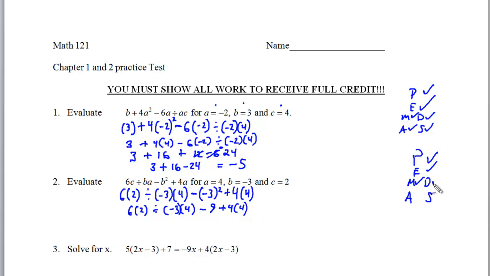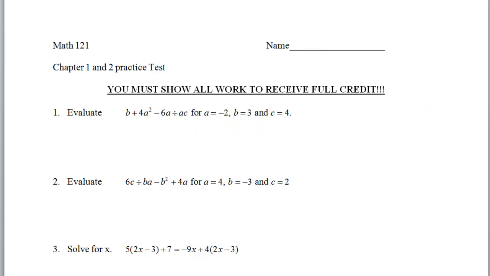Now it's time to do our multiplication and division from left to right. So we got 12 divided by -3. 12 divided by -3 is -4. -4 times 4 is -16. So there we have -16 minus 9 plus 16. And now we're down to our addition and subtraction. -16 minus 9 plus 16 is -9. So again, it's a little complicated. These are problems that you definitely want to practice more than once, because they have a lot of computation to them.